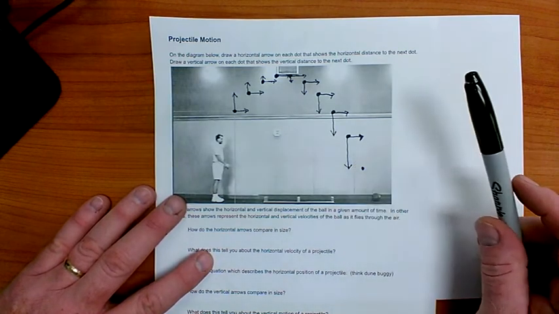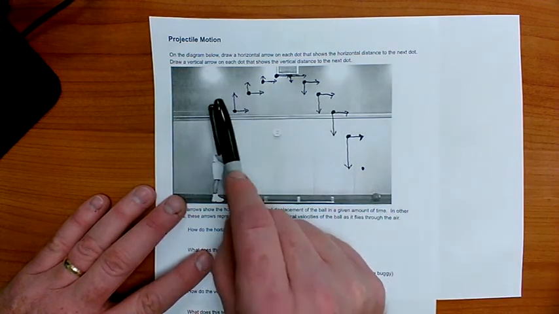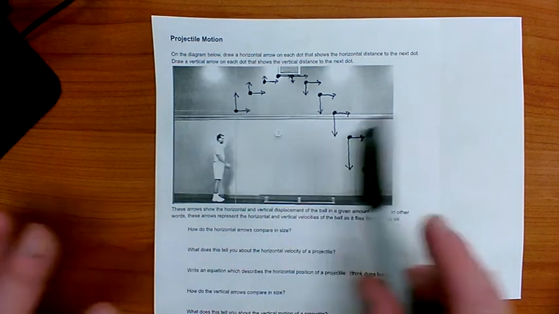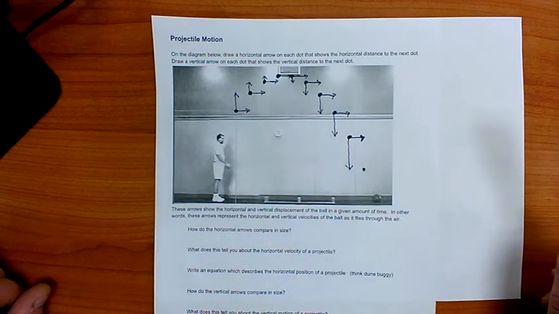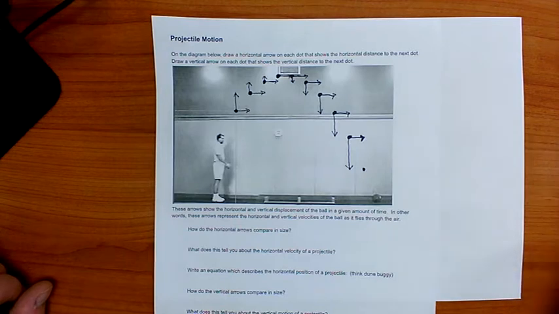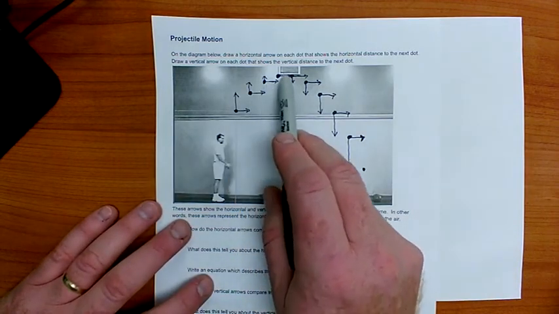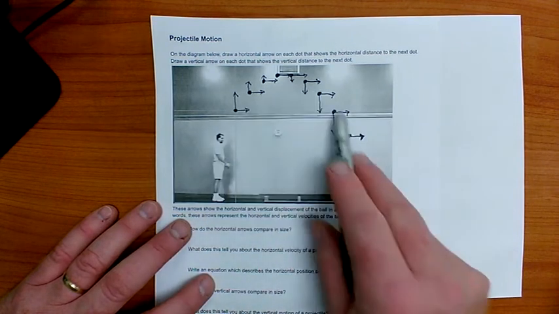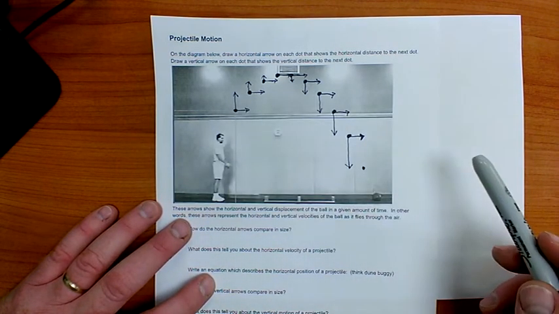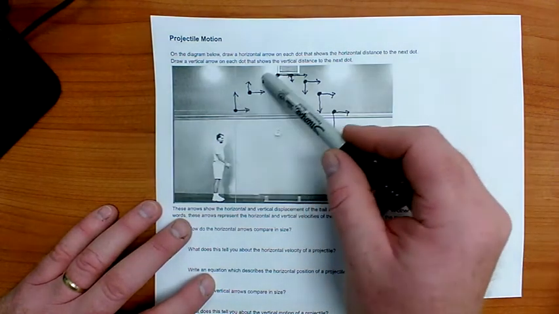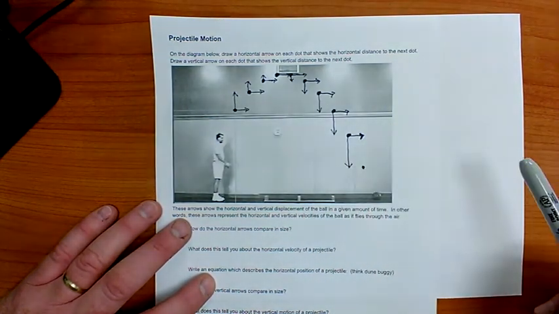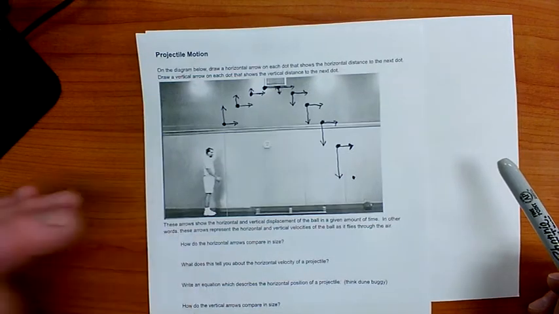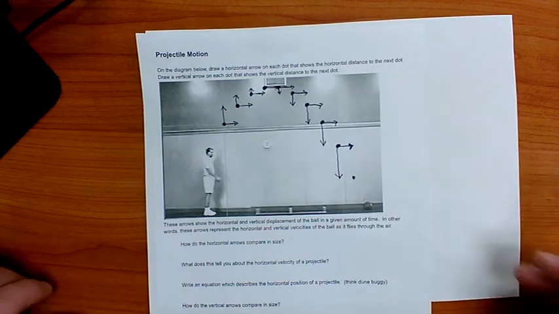So what this tells us is that the horizontal motion and the vertical motion of a projectile are completely independent of each other. They're not related. And so, because these arrows are the same size, I can deduce that the horizontal component of the velocity of a projectile is constant. The vertical velocity is changing. Why does the vertical velocity change? That's right, because of gravity.